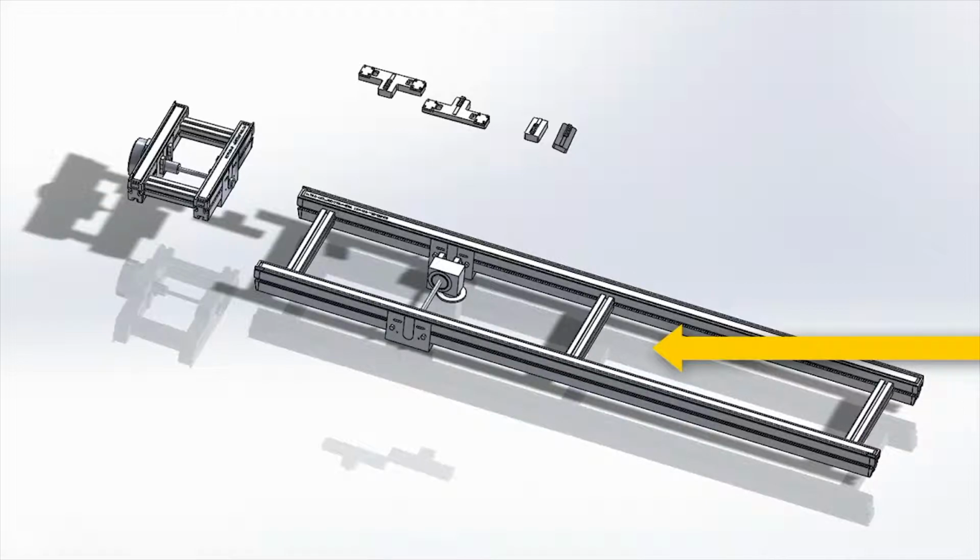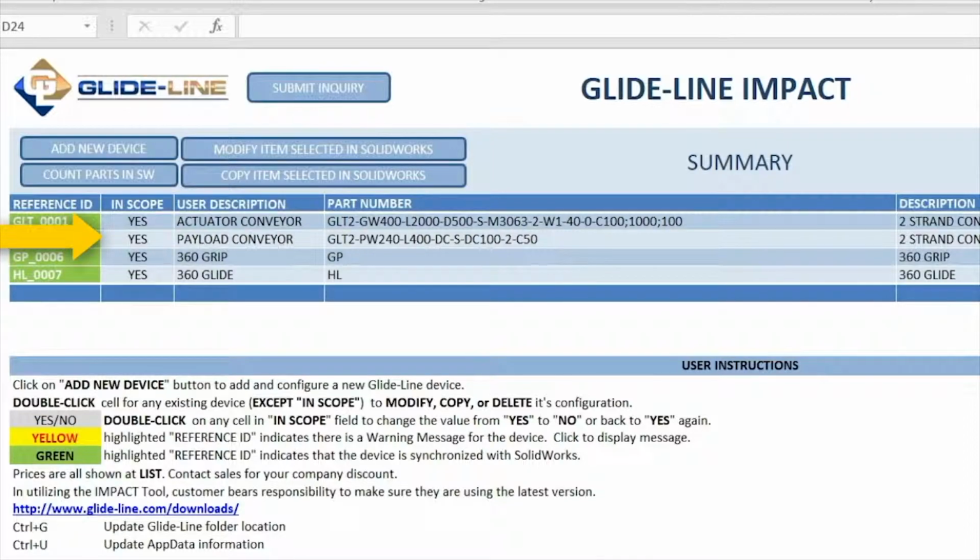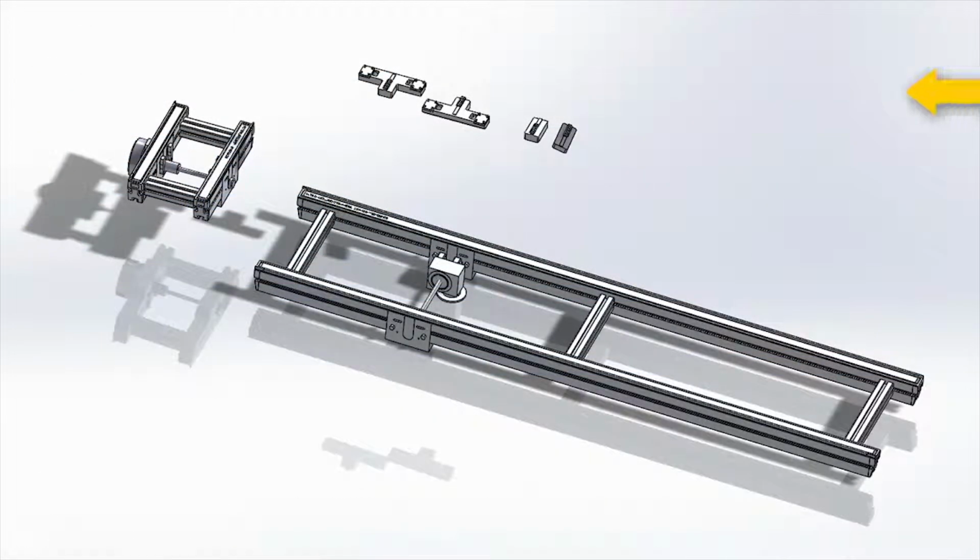For this particular demo, I have pre-made a bottom actuator conveyor and also the payload conveyor that's going to run on top. If you don't know how to configure and insert basic conveyors, please check out our conveyor building demo before watching the rest of this video. In addition to those two conveyors, the other two components that would be necessary would be the 360 grip and the 360 glide. Those are the two devices that actually attach the two conveyors together and allow the 360 configuration.